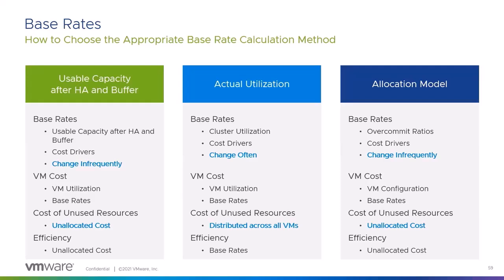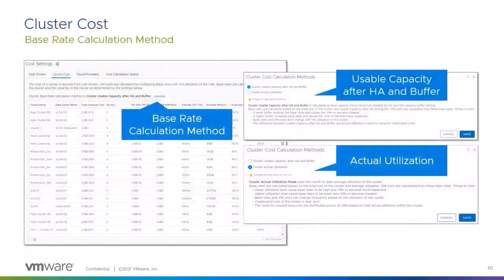So with that, I'll talk about how you can configure these options. The first one: when you go to the cost settings page, on the cluster cost, you can change it from usable capacity after HA and buffer to actual utilization between those two. So these are your two utilization-based cost options.